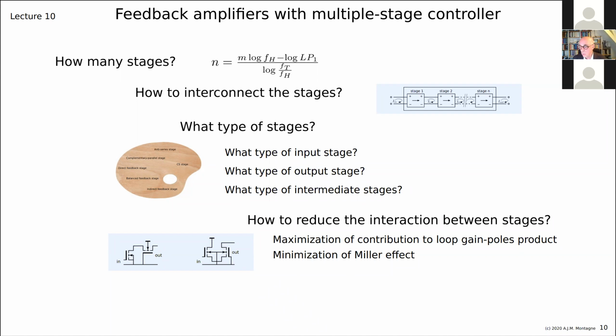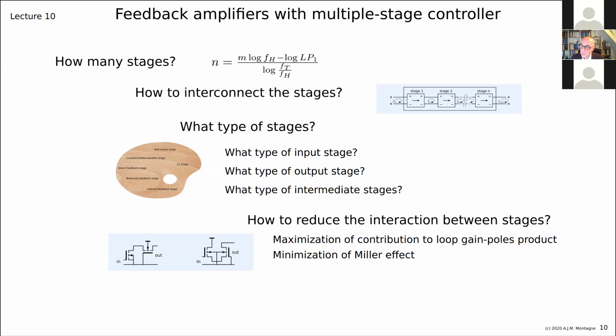Because this is done always intuitively by designers, but there are many ways of connecting stages together, and sometimes you can get interesting solutions for that. And what type of stages should we then use? What type of stage should we use at the input or at the output or for intermediate stages? And if we put those stages together, can we then still predict the behavior? Because the small signal model will be so complex that it will be difficult to predict the poles and the zeros and the stability of the amplifier.